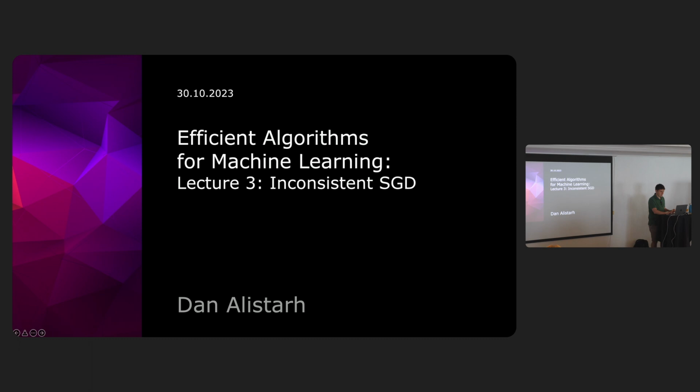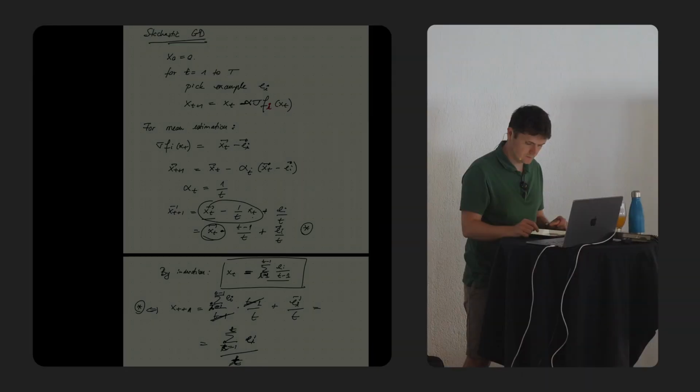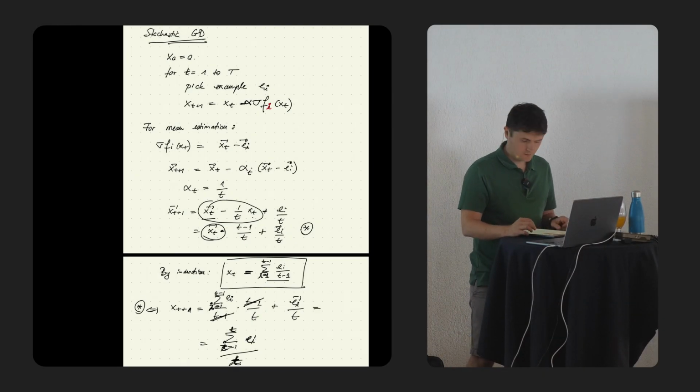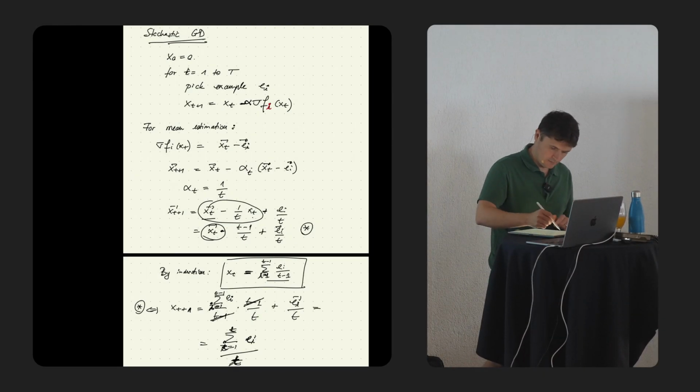All right. Yeah, so I think I had an error in my notation in the last part, so I'll just repeat it so everyone's on the same page. All right, so remember that we were looking at the stochastic gradient descent algorithm, or SGD.